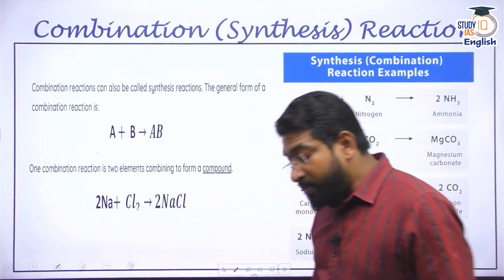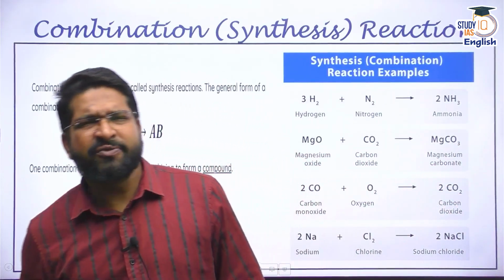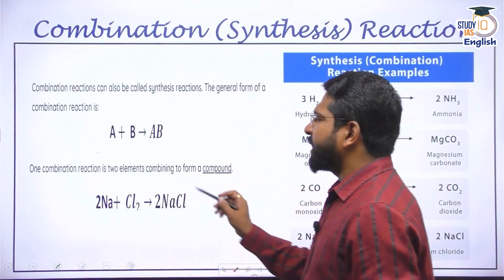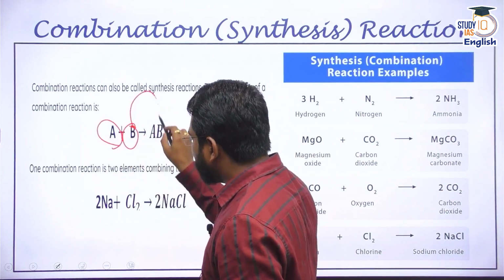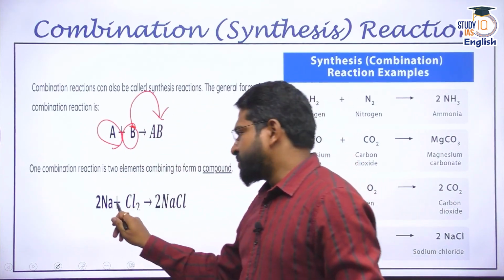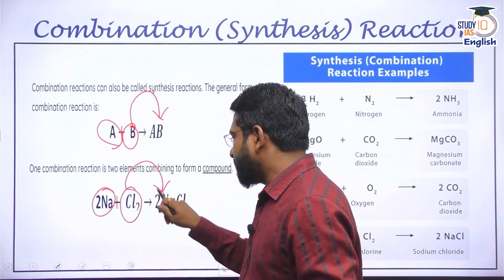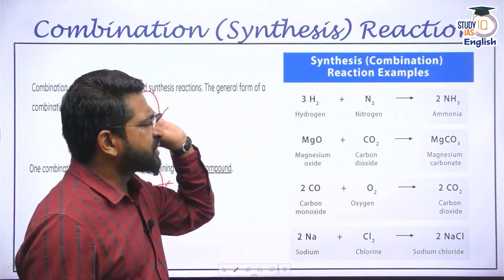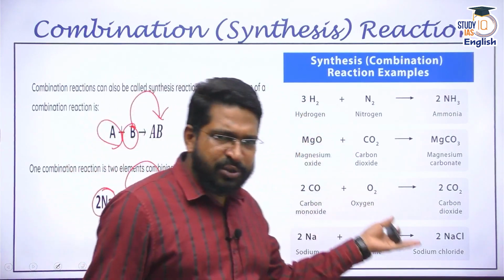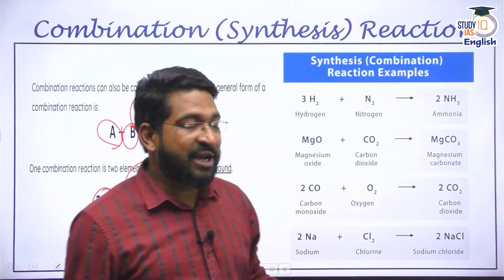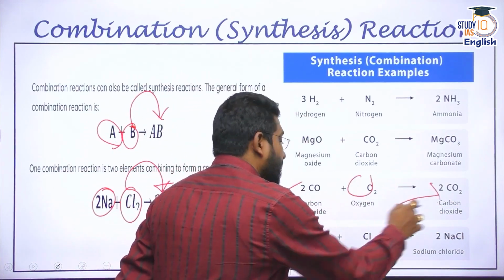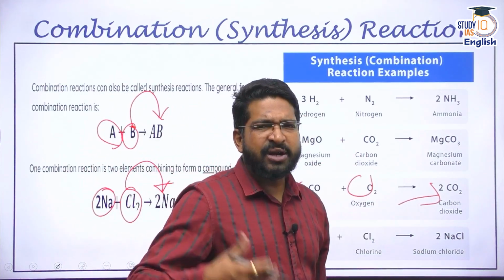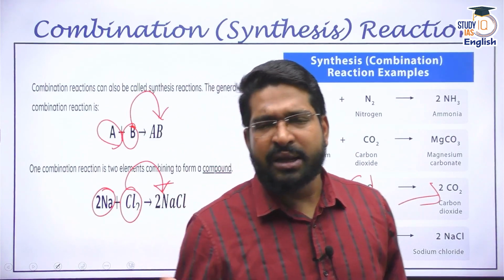First one, simplest, is the combination or the synthesis reaction. Now we see so many combination synthesis reactions in our everyday life also. Combination means there are 2 reactants which combine to form a product. Simple one, sodium and chlorine, they combine to form salt, sodium chloride. There are so many examples of combination reactions. Hydrogen combining with oxygen to form water, again a combination reaction. Carbon monoxide with oxygen to form carbon dioxide. Sodium plus chlorine, sodium chloride. So we find so many combination reactions in our general life.